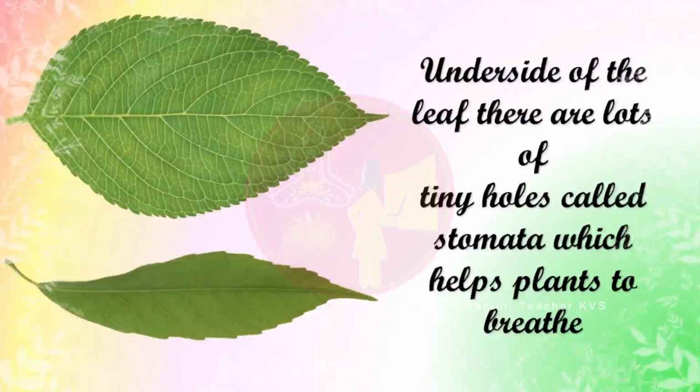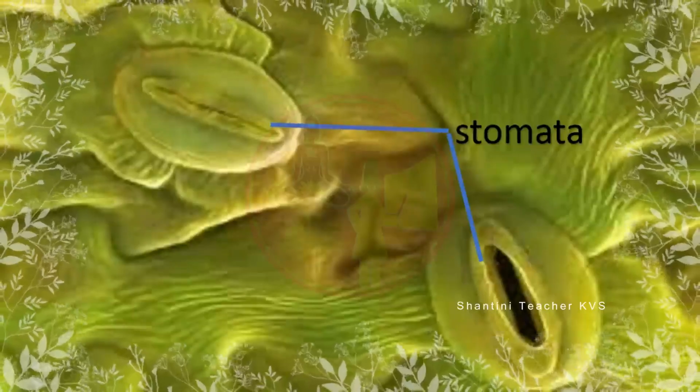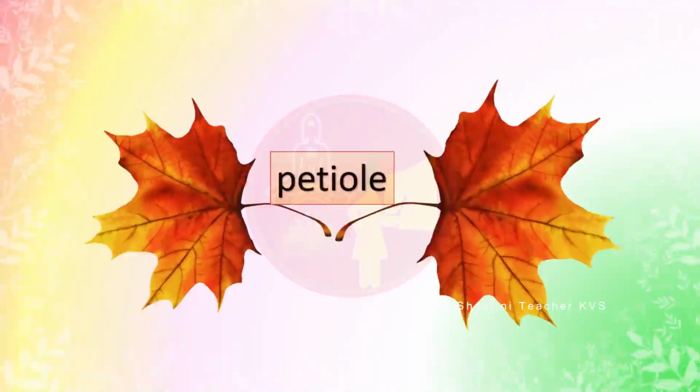Like us, plants also breathe. On the undersurface of the leaf, there are lots of tiny holes called stomata, which help plants to breathe. Observe the part petiole of the leaf, which is connected to the stem.